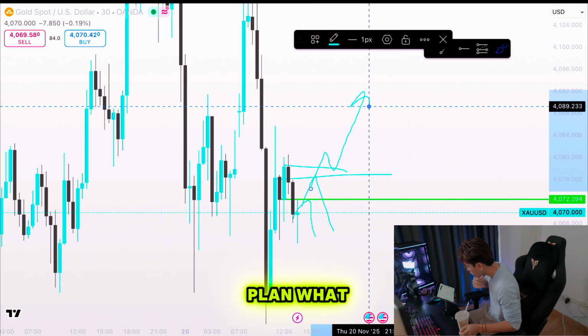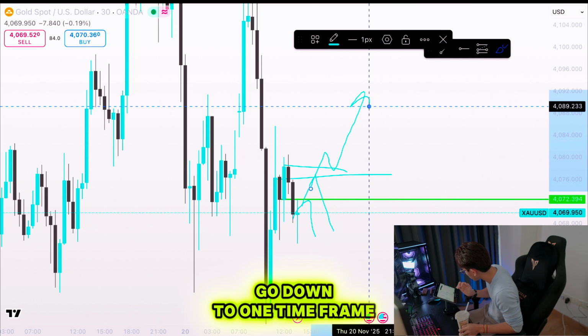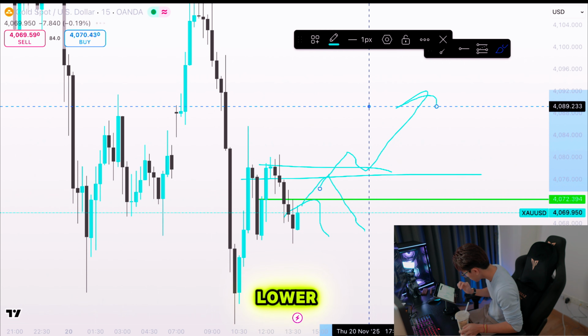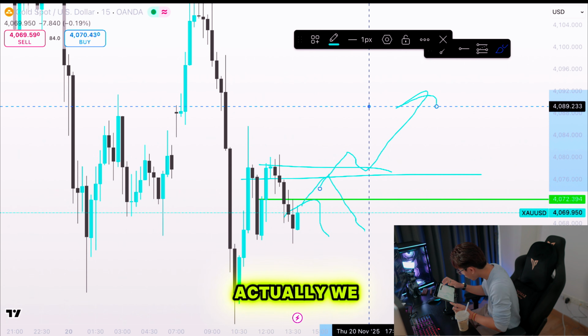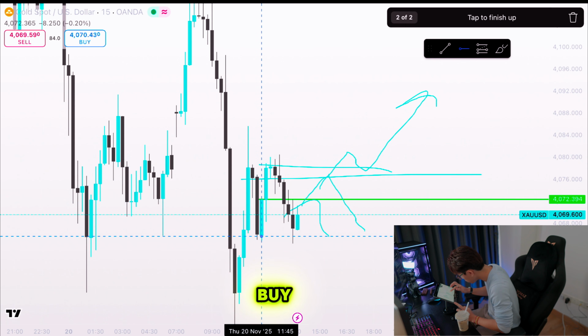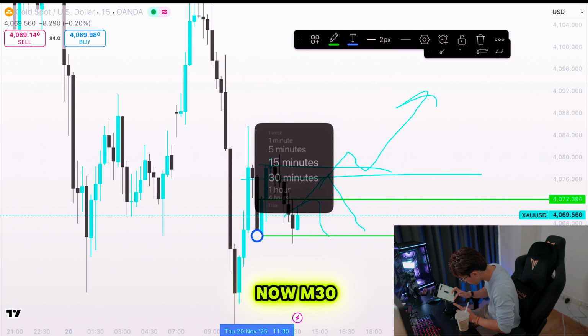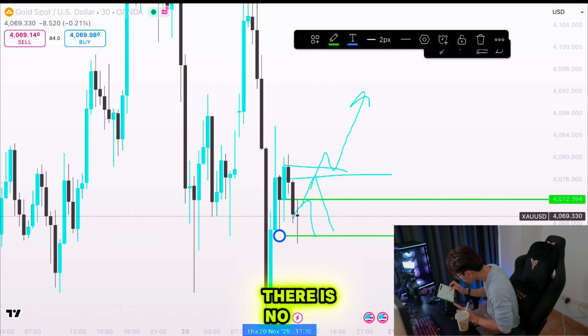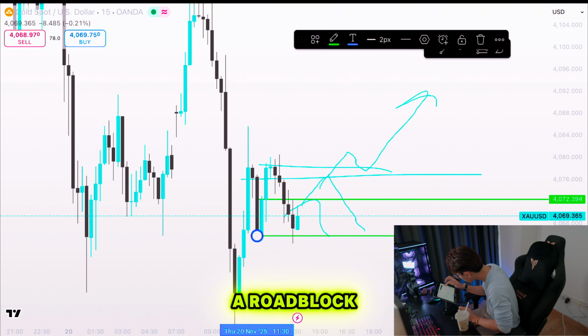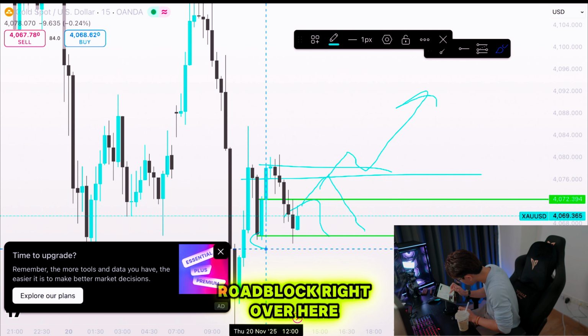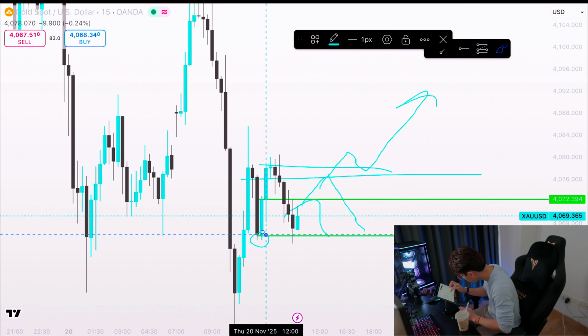Plan what might happen. Now, for example, right now M30, but obviously we have to go down one time frame lower. On the lower time frame, actually, we're in a buy zone. Why are we in a buy zone? Because it is a bearish candle, bullish candle support form. So now M30 is bearish. There's no sell, there's no buy zone on M30. But on M15 we have a roadblock, guys, right over here. So possibly gold could just fly from here.